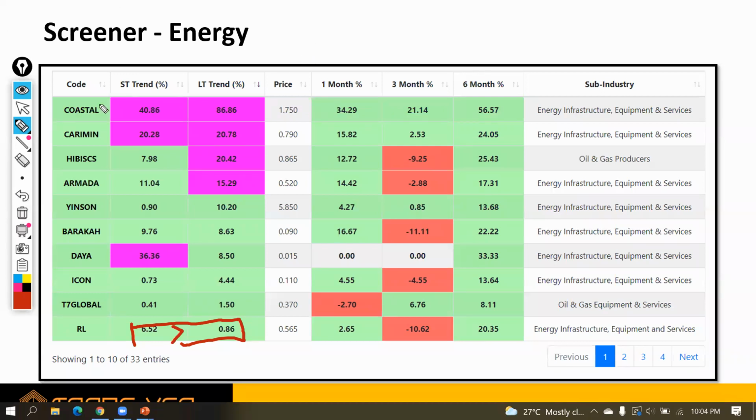For your info, ST represents the 50 MA, and LT represents the 200 MA. This percentage measures how far the price is trading away from the MA, or below the MA. For me, as long as the price is within a very close range, then it's fine.